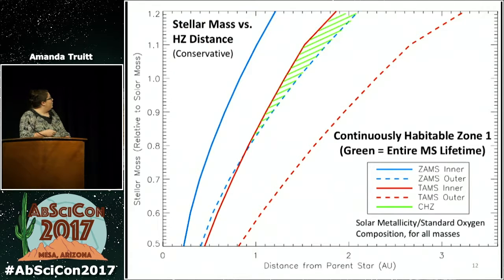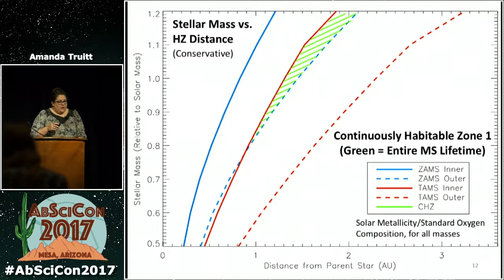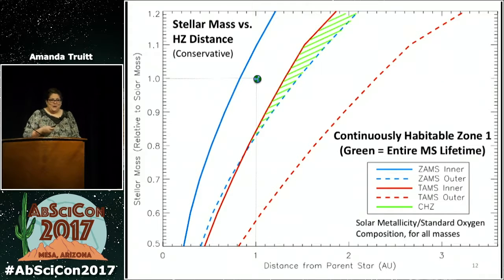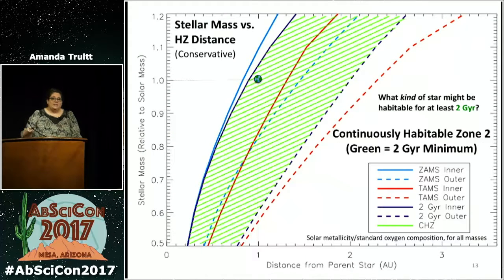Okay, so if we pick out one, which is just the solar value, and we look at what we would think of as a continuously habitable zone, the green shaded region here is what we would think of as the CHZ1, which is where something would be continuously habitable for the star's entire main sequence lifetime. So you see that that's not a very comprehensive way to think about it, because if we plot Earth on here, that doesn't find Earth. So we know that Earth is in what we would consider the habitable zone, so we need to be more careful about how we define this continuously habitable zone.